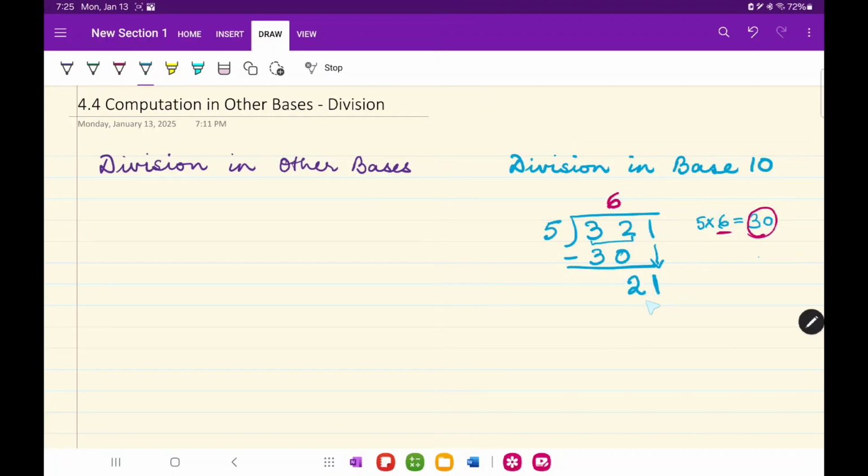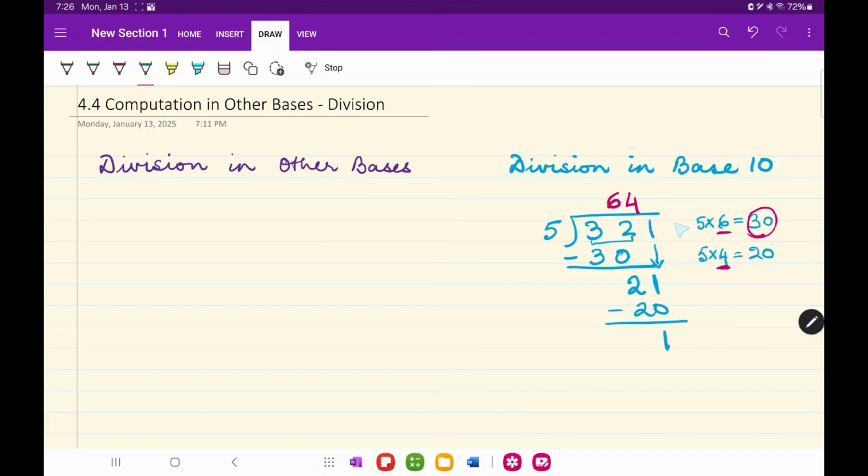And we continue the same process all over again. Think of a number that, when multiplied by 5, gives us a value as close to 21 as possible. Again, use your multiplication skills. We know 5 times 4 is 20, and that's as close to 21 as we can get. So we can write the 4 next to the 6, and we write the 20 below the 21, and we subtract. So 21 minus 20 is 1.